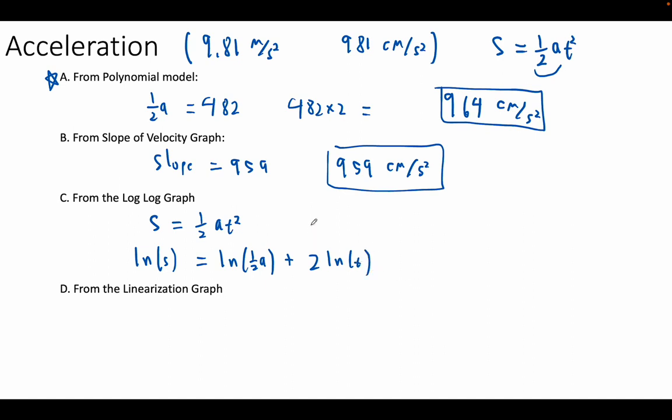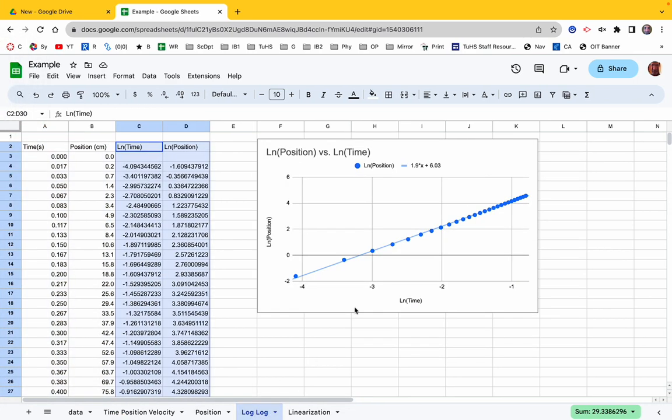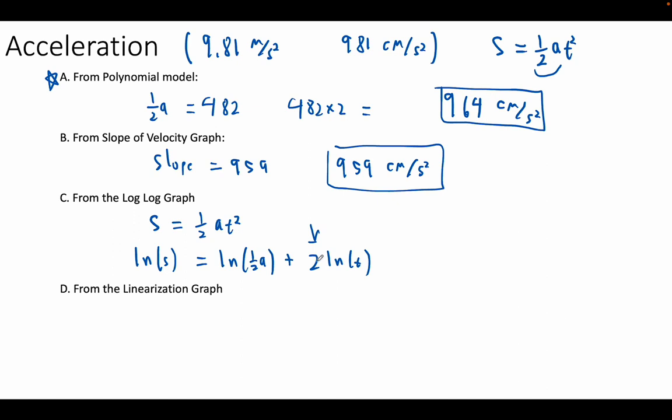Okay, so there's a cool thing with a log-log graph. The slope of that graph should be the exponent. We should have a slope of about 2. So let's see what we've got. Let's look at the log-log graph. Well, we got 1.9. That's okay. Not quite 2. We're also not getting 9.81, so that's not a huge surprise. So that slope right there should be the exponent. We think it should be 2, but it's not.